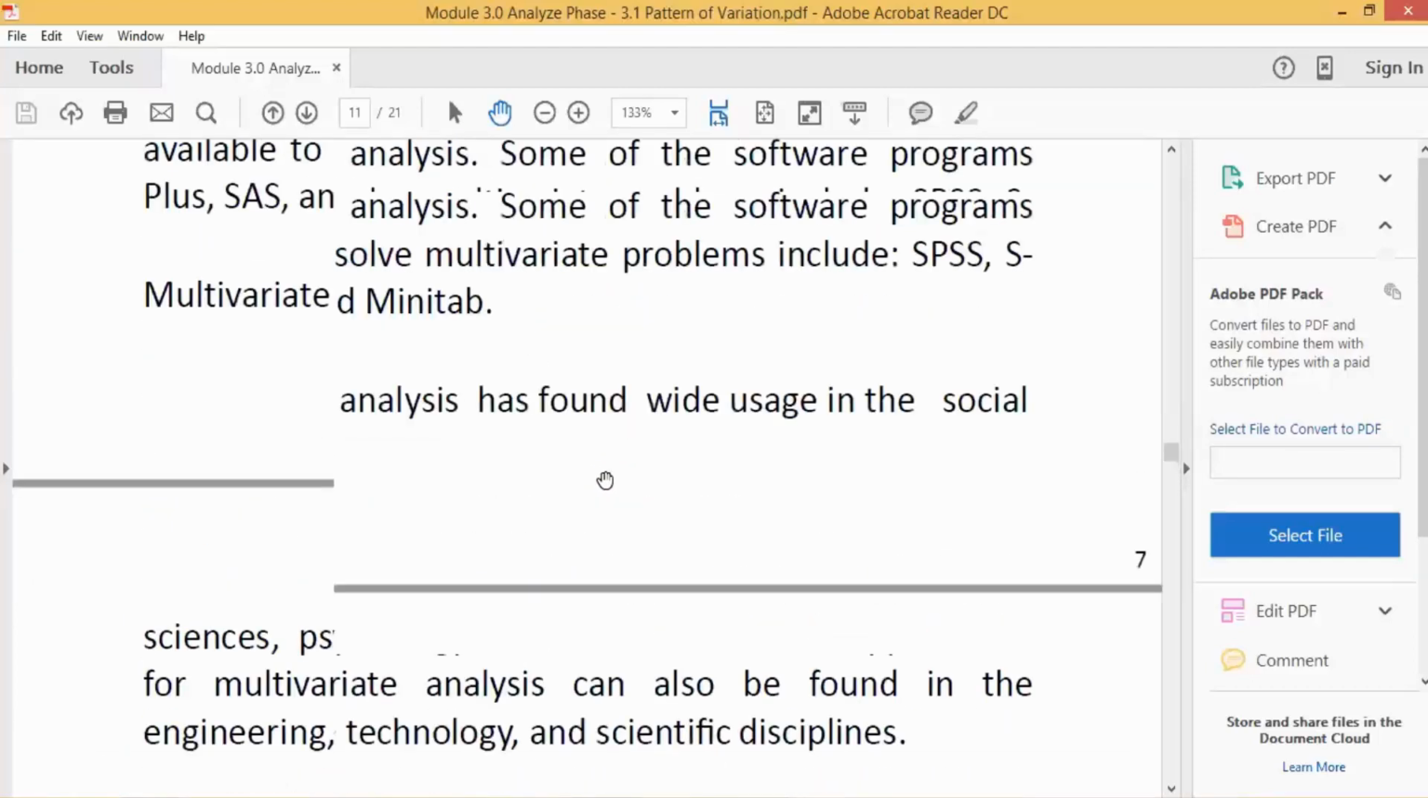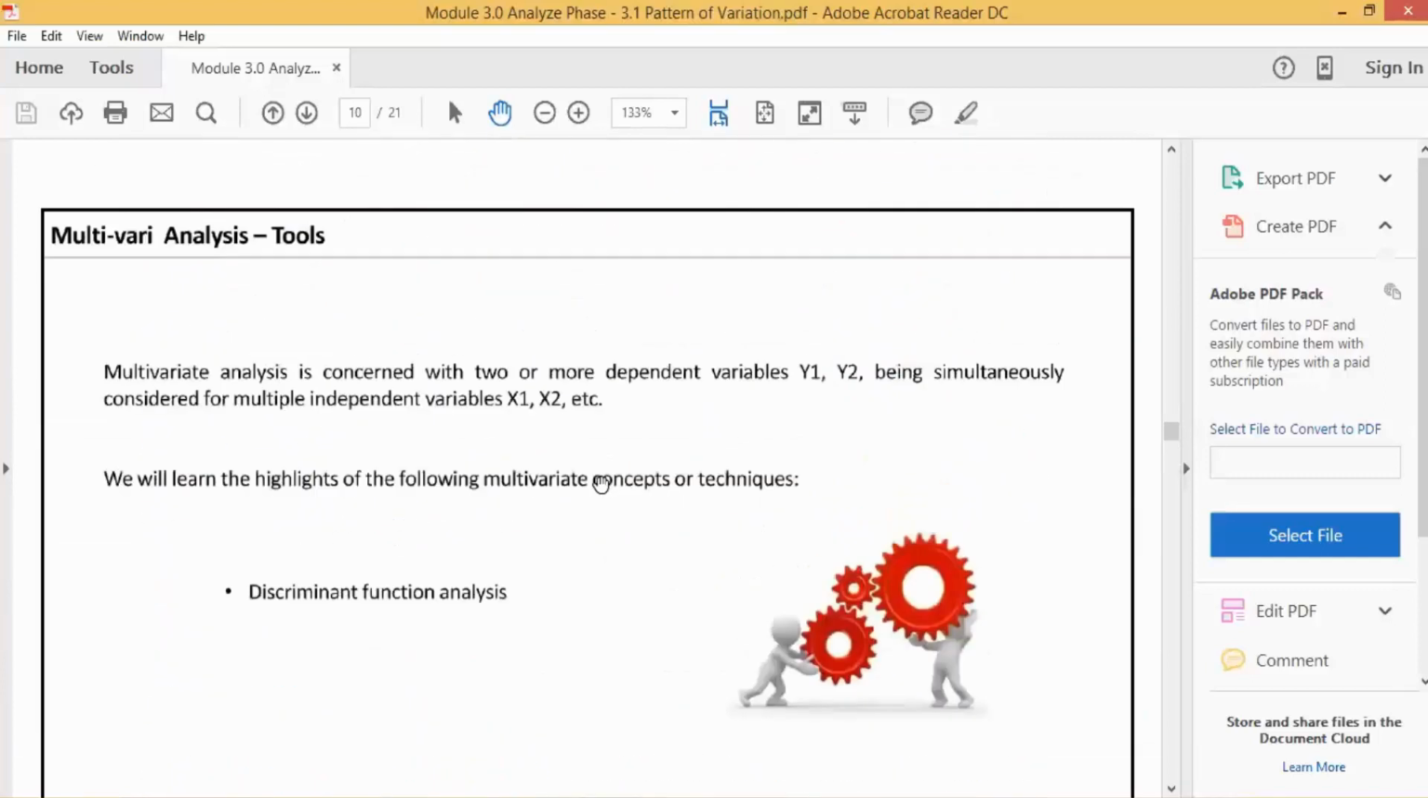See here it is given, no? Multivariate is concerned with two or more dependent variables y1 and y2. It's written in a very straightforward way. It's simultaneously considered for multiple independent variables x1 and x2. So more than two variables are coming into the picture for multivariate. That is why it is called multi. Multiple. That is why it is called multi.